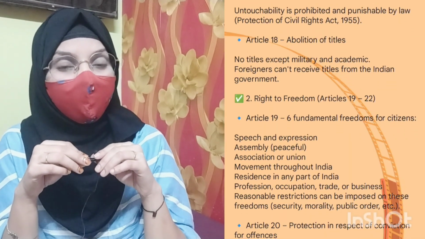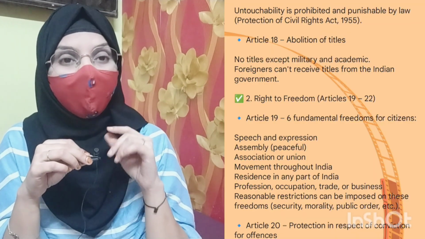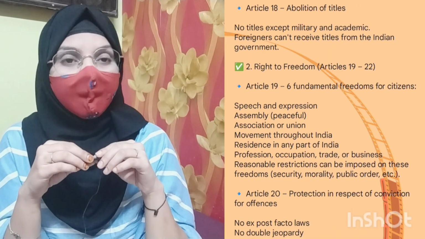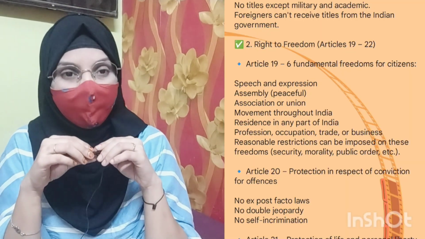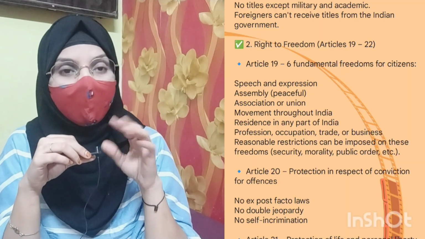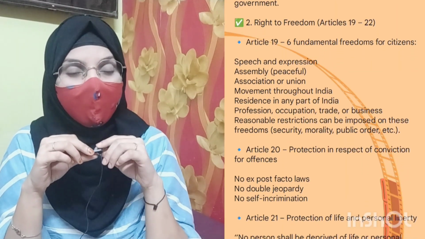Now the next is cultural and educational rights, Articles 29 to 30. India is a diverse country and the Constitution protects its linguistic and cultural diversity. Article 29 safeguards the rights of groups to preserve their language, script and culture. Article 30 gives minorities the right to establish and administer educational institutions of their choice.